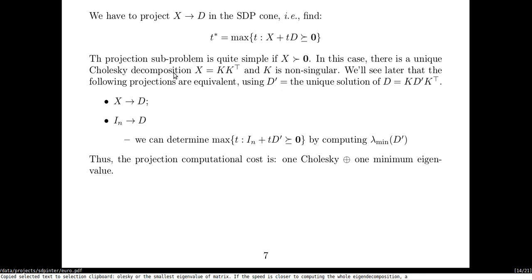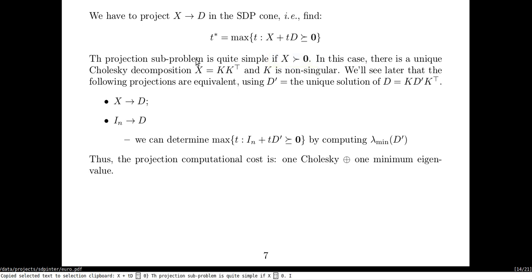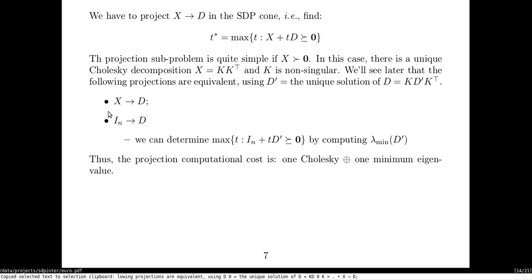We have to project this, and the projection subproblem we will see is quite simple if X is strictly SDP. In this case, there is a unique Cholesky factorization like that, and the K is non-singular. Okay? And we will later see that in this case the following projections are equivalent. If we project from X towards D, or from the identity towards D, it is the same. The T star is the same.